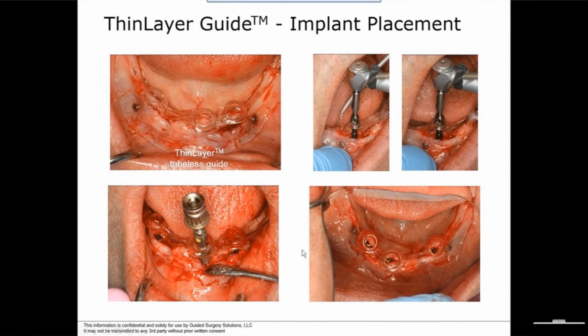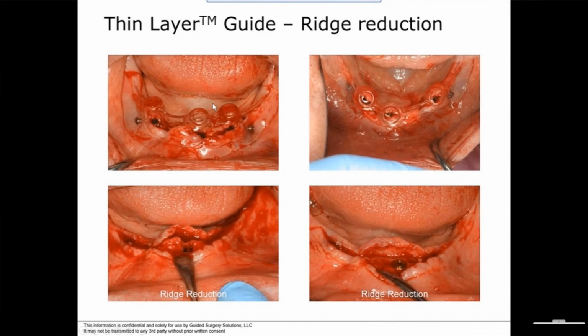Again, the whole buccal of this thing is open. I can reflect these flaps and I can see what I'm doing. And I don't know of any other guide that can be used in this fashion. And we designed it for this particular reason because there are too many cases, even edentulous cases, where a flap is really indicated, and you don't want to be forced into having to do flapless surgery when you know it should be opened. Here are the implant positions.